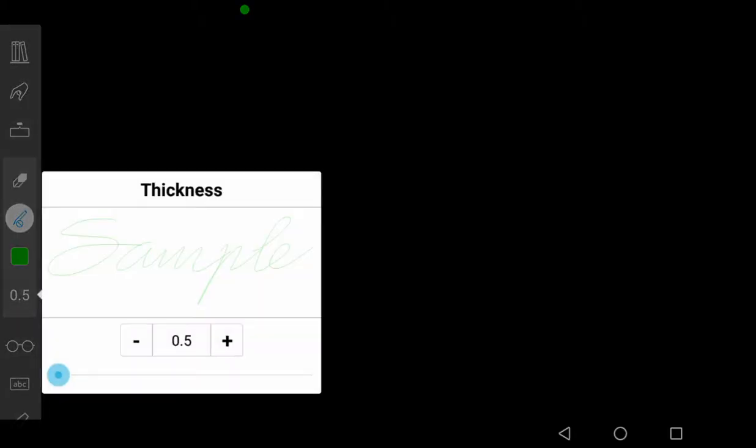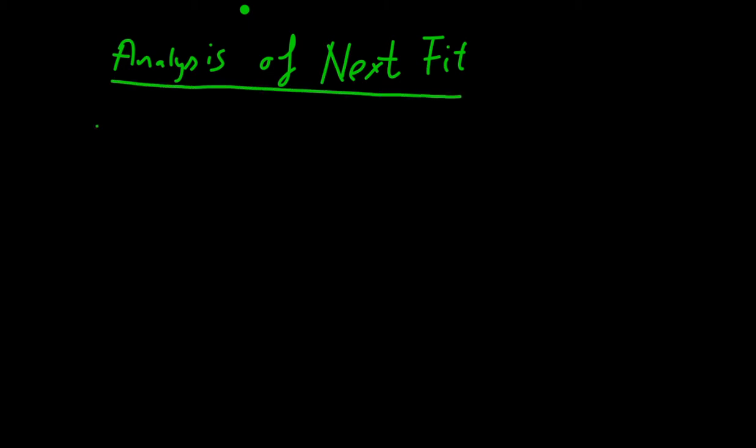Okay, so let's analyze the next fit algorithm first. So, analysis of next fit. We are at bin packing again. First, remember that we are trying to prove bounds for the asymptotic competitive ratio.